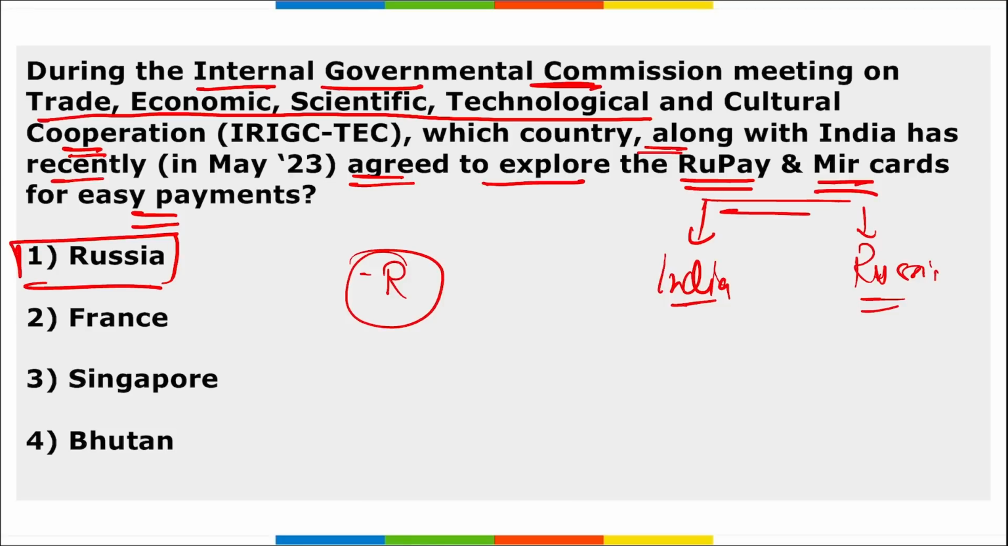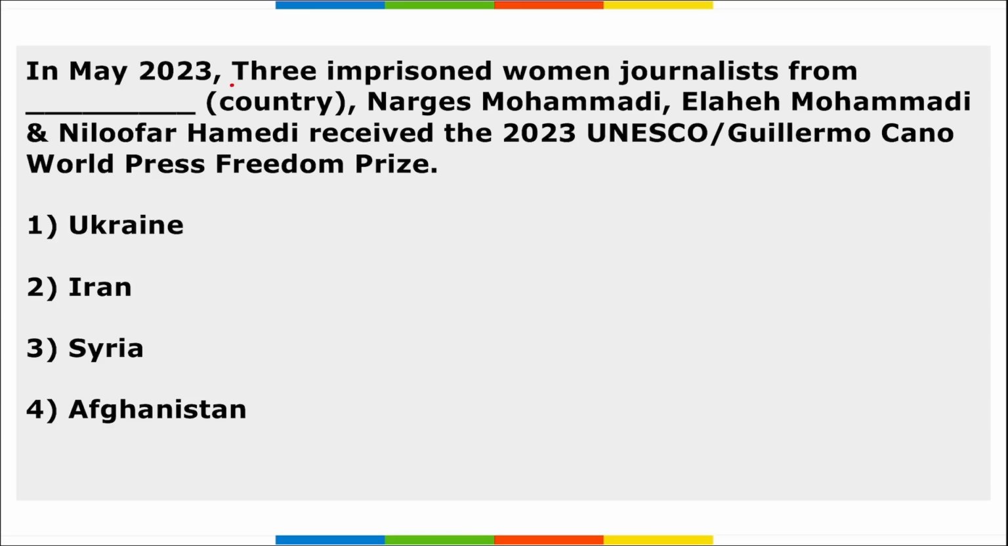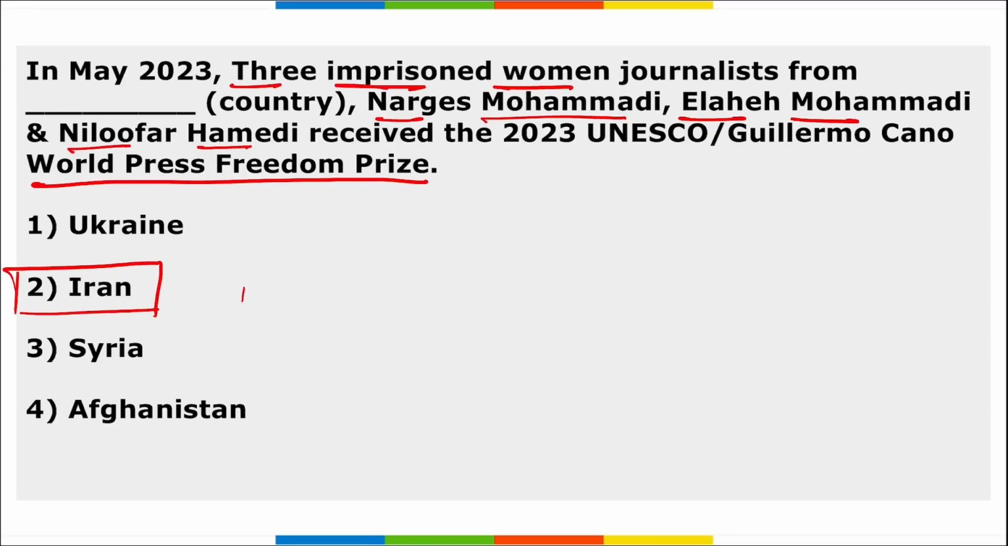Russian rubles. Next, three imprisoned women journalists from Iran, that is Nargis Mohammadi, Ela Mohammadi, and Nilufar Hamedi, have recently received UNESCO's Guillermo Cano World Press Freedom Prize. These three imprisoned women journalists are from which country? They are from Iran, right? Important. I repeat, these three women journalists are from Iran. They have received the Guillermo Cano World Press Freedom Prize.